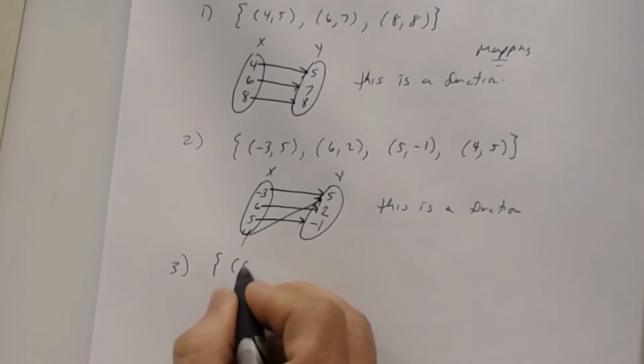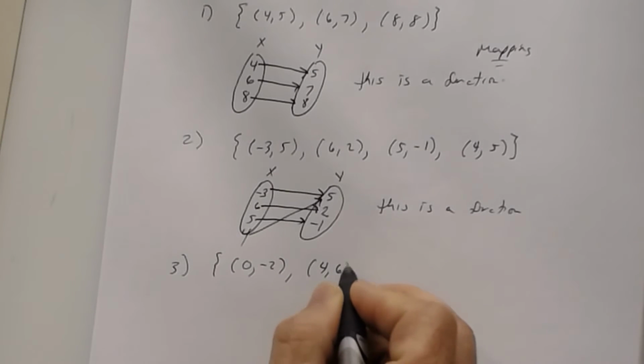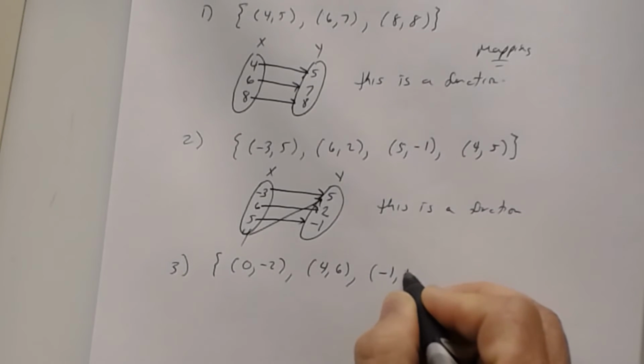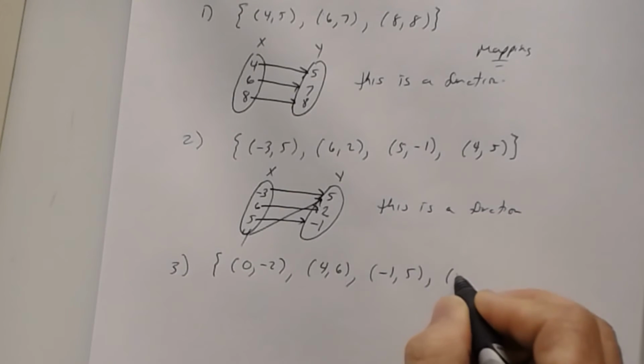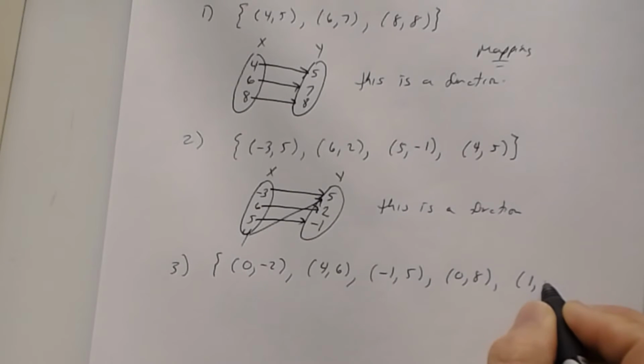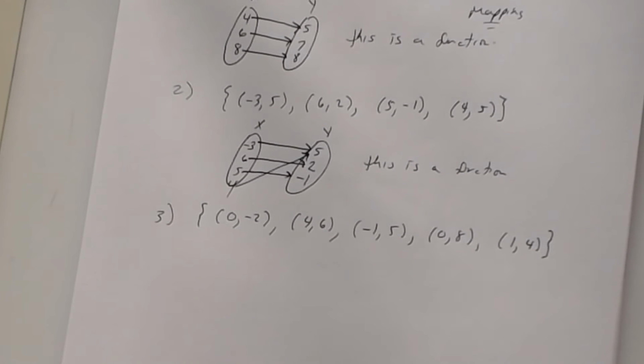Let's suppose we had (0, -2), (4, 6), (-1, 5), (0, 8), (1, 4). All right. So I have this set of ordered pairs. So I have this relation. It's a set of ordered pairs. It's a finite set. I can count how many ordered pairs there are. There are 5 of them.